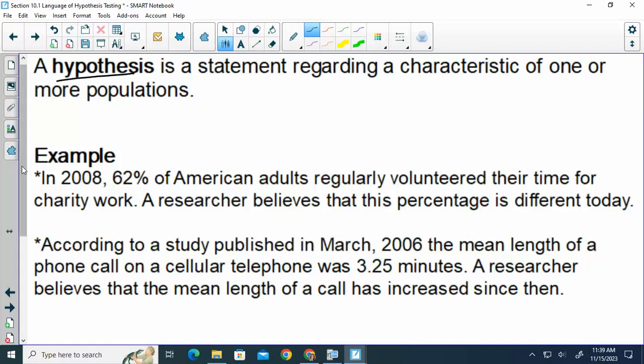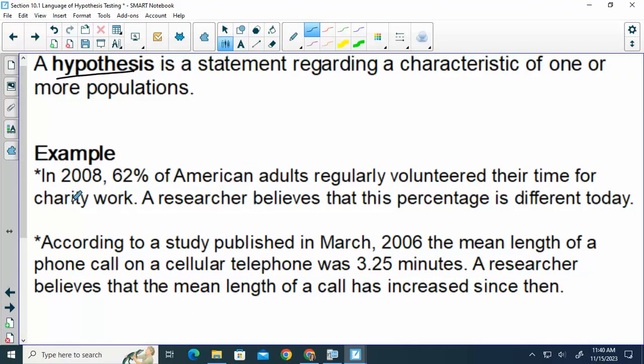So some examples of what a hypothesis might look like. In 2008, 62% of American adults regularly volunteered their time for charity work. A researcher believes this percentage is different today. Or according to a study published in March 2006, the mean length of a phone call on a cell phone was 3.25 minutes. A researcher believes that the mean length of the call has increased since then. So you notice both of these have a baseline. We have some previous estimate that we're using, and then we are estimating that it has changed, or it's gotten bigger, or it's gotten smaller.